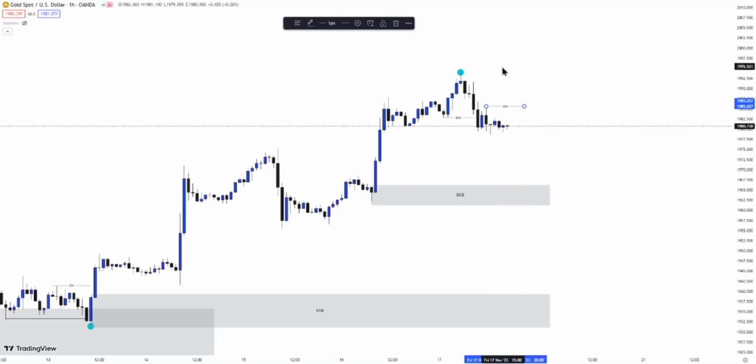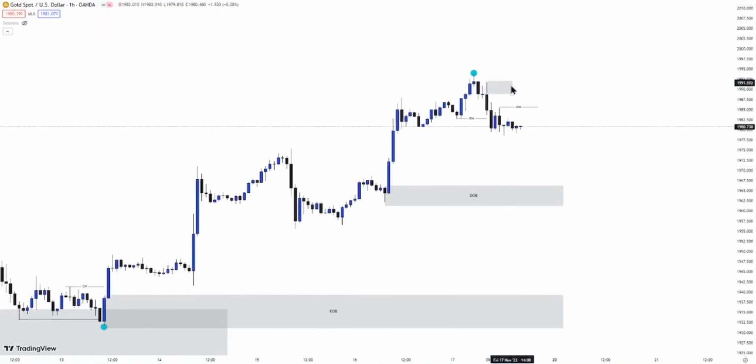All right. Now, once it breaks through this inducement, where is your OB that price can react off from? Now, this is your OB here. Take a look at this that we are expecting price to come and tap into. Now, this one is your point of interest this week. This candle wick is your point of interest. All right. So this is the possible scenario on the 1H time frame.